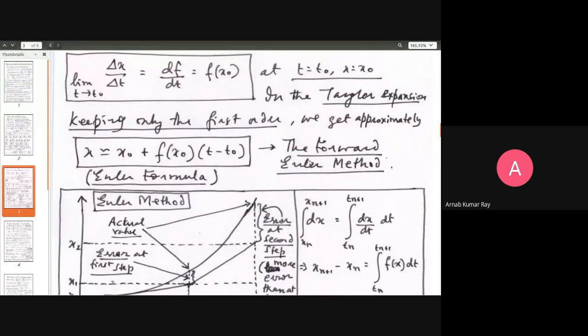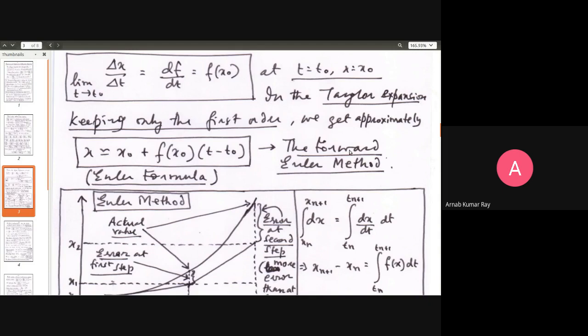What is the meaning of the word forward? Euler, of course, is the famous Swiss-Russian mathematician Euler. He lived 300 years ago, by the way, so there was no computer at that time. He did all these things numerically by hand, which today you will be doing by your computer or calculator. But the principle holds, right?